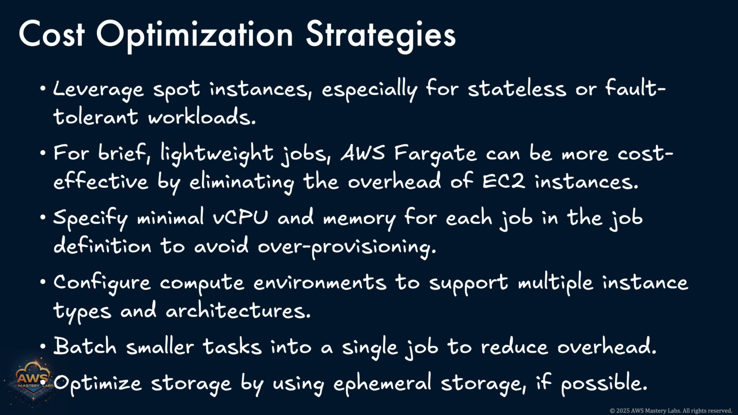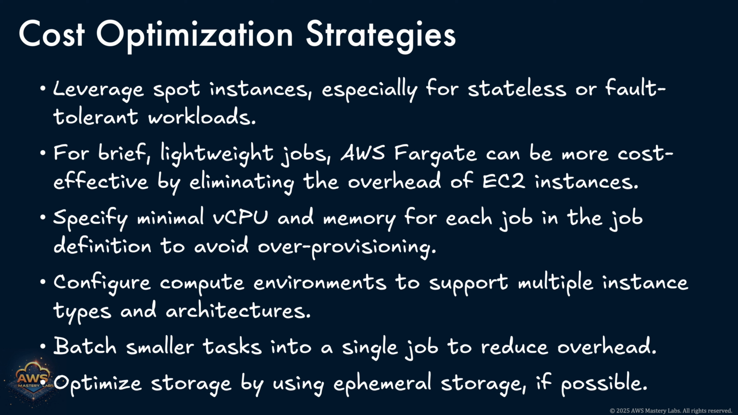Another important practice is to right-size your jobs. By specifying the minimal vCPU and memory needed in your job definitions, you avoid over-allocating resources, which translates directly into cost savings. To increase scheduling flexibility and reduce queue backlogs, consider configuring your compute environments to support multiple instance types and architectures, including ARM-based Graviton processors. These provide excellent performance at a lower price point.